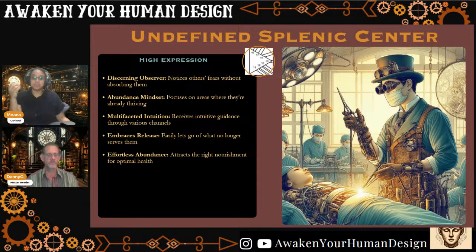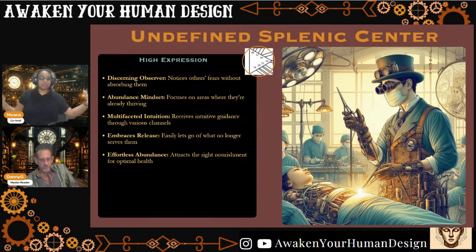I don't have to keep focusing on all the things that don't work. You have multifaceted intuition, right? So you get intuitive guidance through many different channels. So if you have an undefined spleen, it can come in through other ways besides the quiet voice, which is usually how the spleen talks to you. And you embrace releasing. You let go of the things that don't serve you.